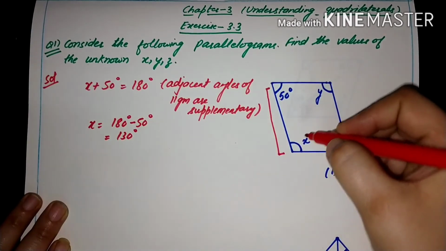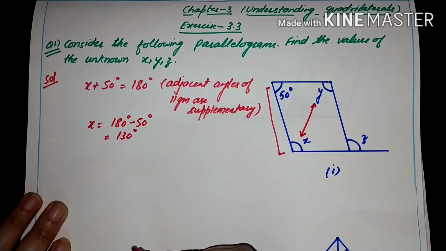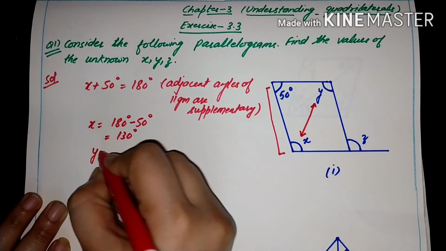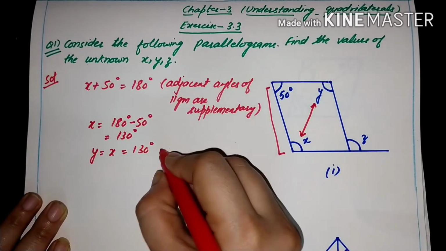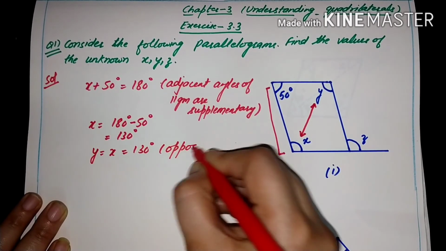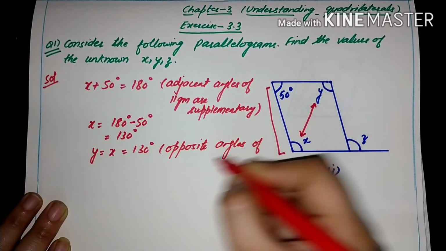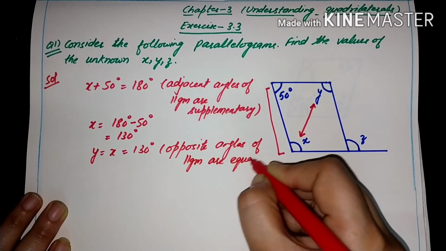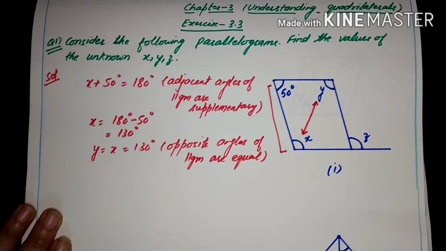Now as you can see, x and y are the opposite angles of a parallelogram and we know that they are equal. So y will be equal to x, which is equal to 130 degree, because opposite angles of a parallelogram are equal. So we got the value of y also.